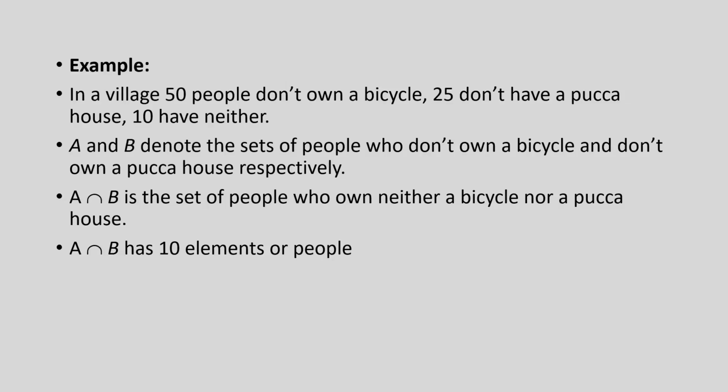So, here in this particular bookish example, we have identified set A, people who do not own a bicycle, and B, people who do not have a pakka house, and there is a set which is A intersection B, meaning they are quite deprived in the sense that they neither have a pakka house nor a bicycle, and there are 10 people of that nature.